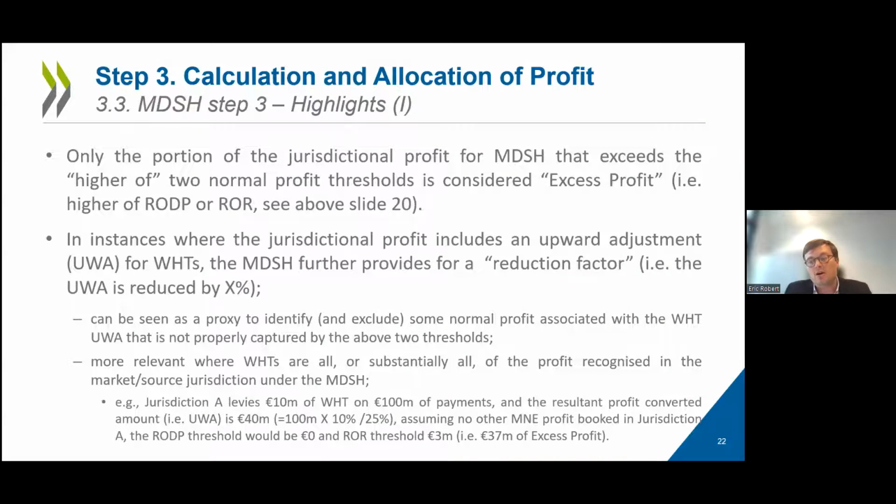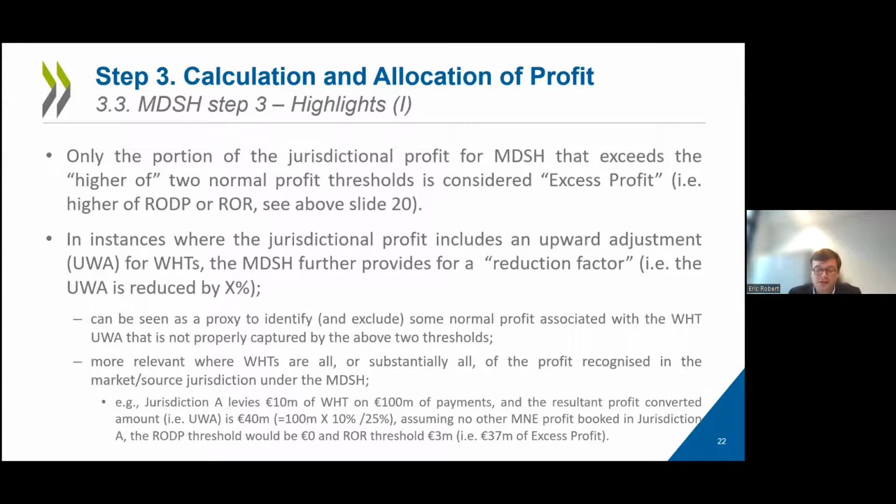Now, in the case of withholding taxes being taken into consideration within this mechanism, you also need to apply a specific rule, a specific adjustment to the converted amount that you have computed as a result of the withholding taxes. This is referred to as the reduction factor in the MLC rules. It's basically an adjustment to the profit converted amount that you have computed for the related withholding taxes, or the upward adjustment as we described. So the upward adjustment is going to be reduced by a defined percentage, and that's the reduction factor.